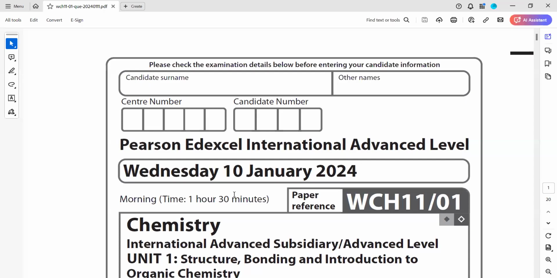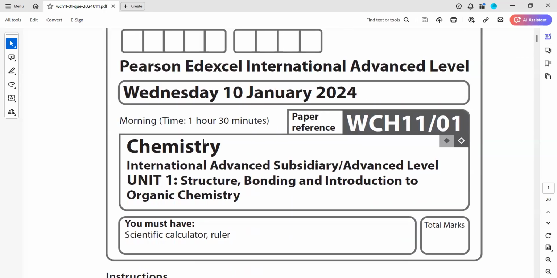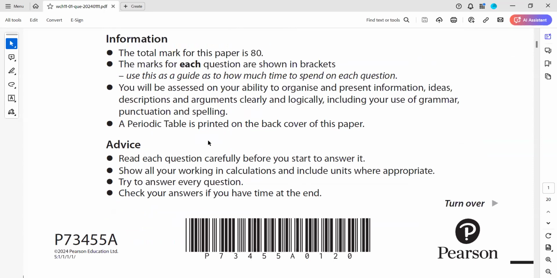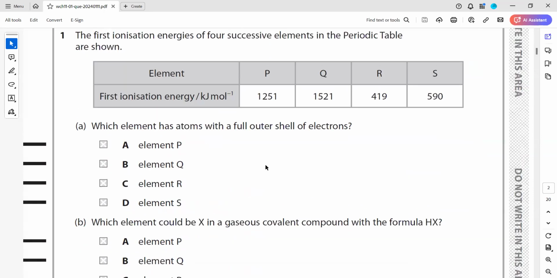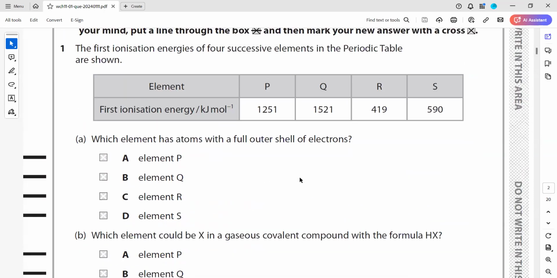This was a Unit 1 paper from January 2024. That was also a mock paper, the mock 1. The first ionization energies of four successive elements in the periodic table are shown. Which element has a full outer shell?